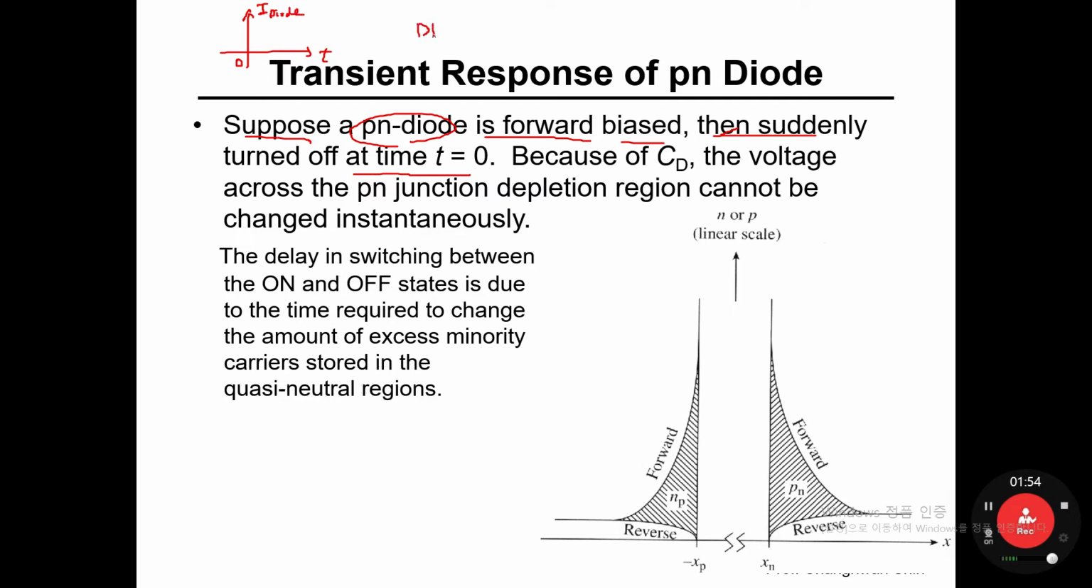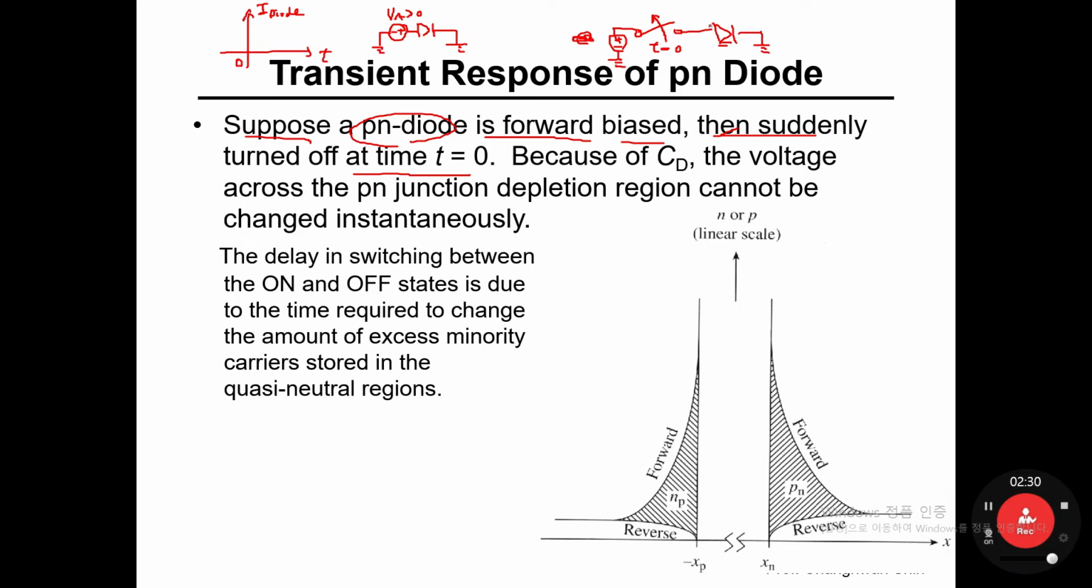So your diode is now applied to a forward bias. Okay, but let me write it down again. Like this. Okay, so at time t of 0, the switch has been opened. Then this diode should be turned off completely. No current is flowing throughout the PN diode.